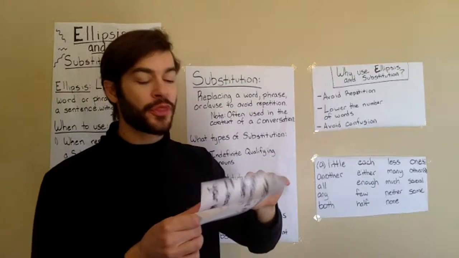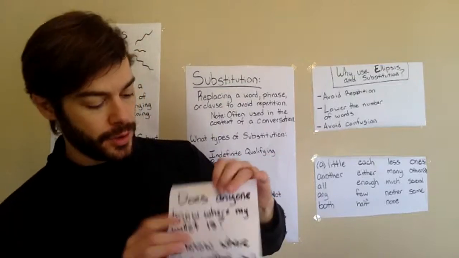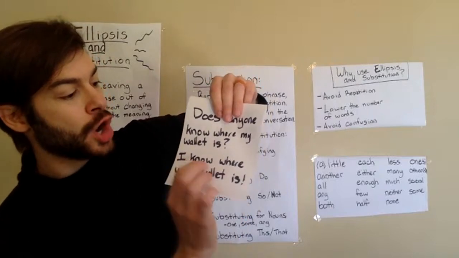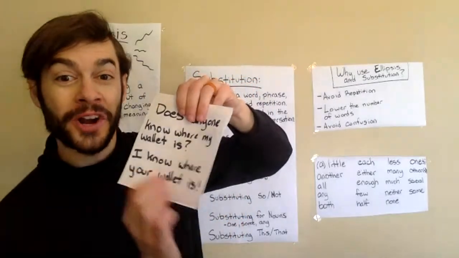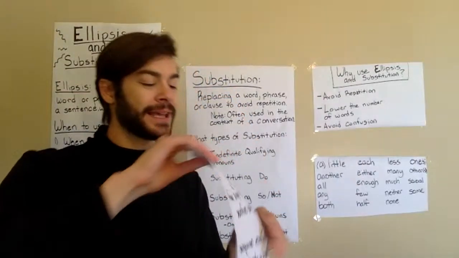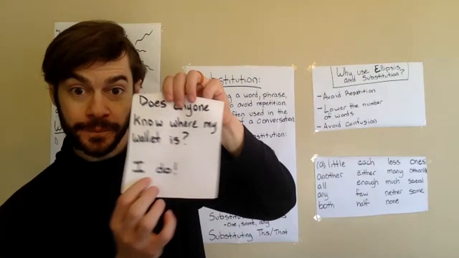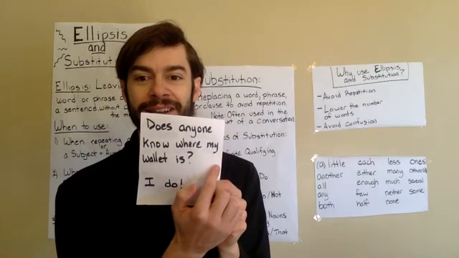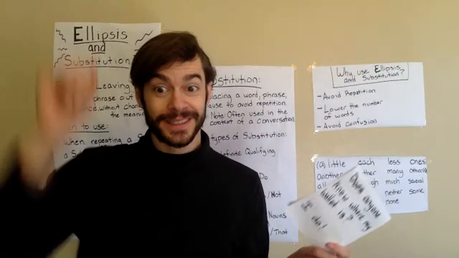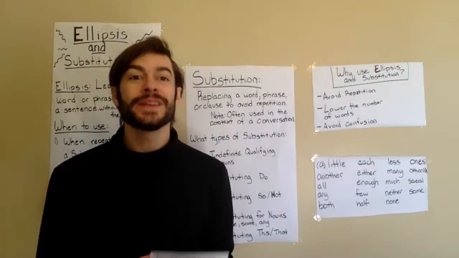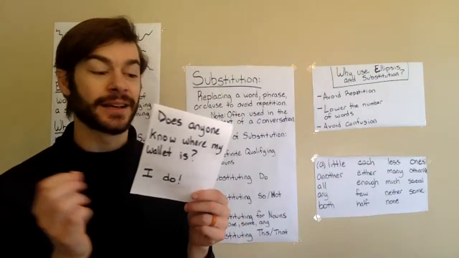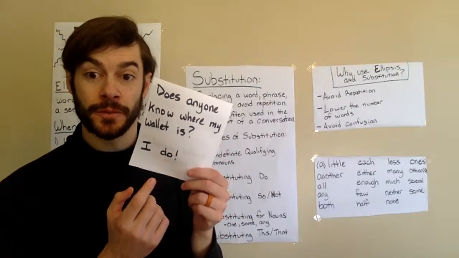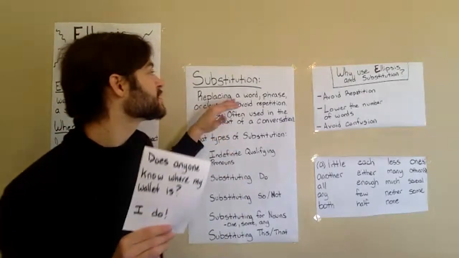We can drop out the repeating part of where your wallet is. We can take out know where your wallet is. We can take that whole part of the sentence out. And can we replace it with do? Okay? Does anyone know where my wallet is? I do. So very good. See, we can see how it's replacing that entire part of the sentence just with do. I do. So this is another substitution.